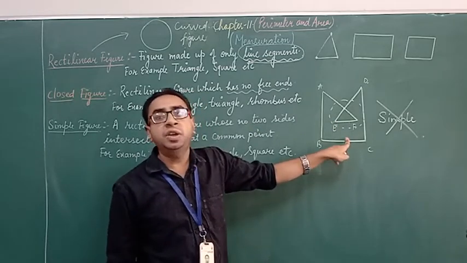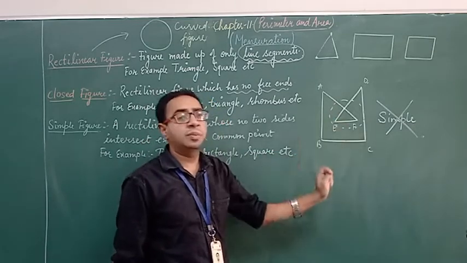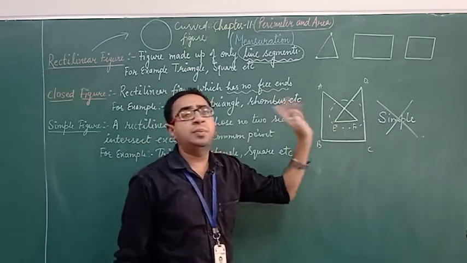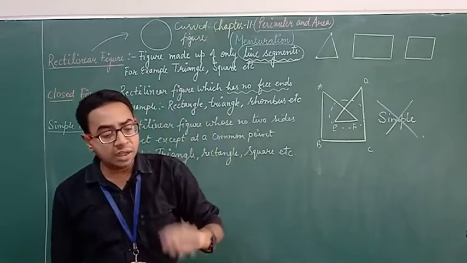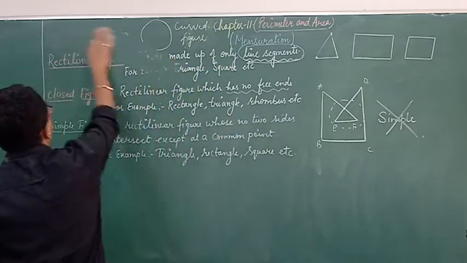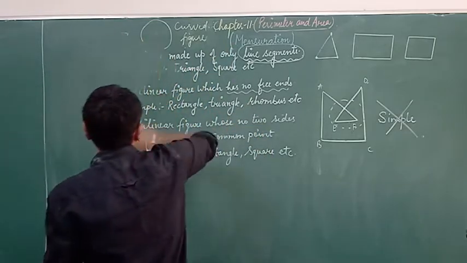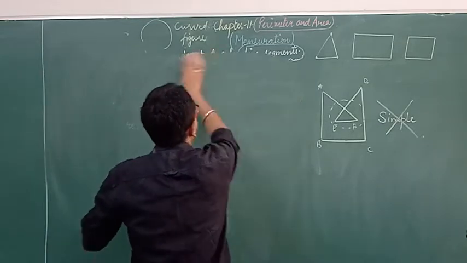Though it is closed figure, though it is rectilinear figure. Why rectilinear? Because it is only made up of line segments. Why closed? Only because there are no free points, no free end. But not simple because intersecting. Are we clear? Now let us start with the next definition, parameter. This is the basic rule we're going to apply. Very, very important.